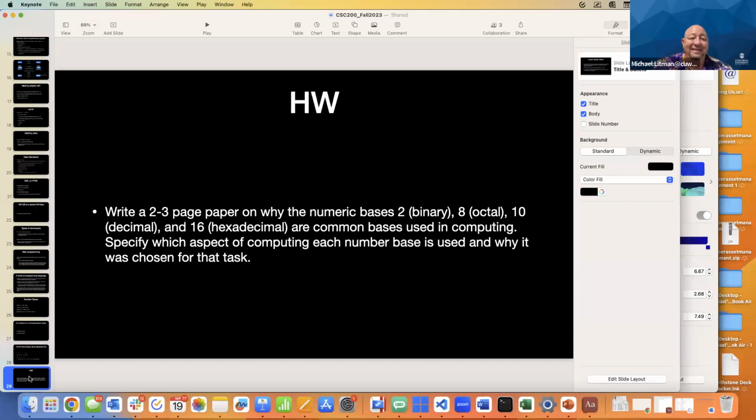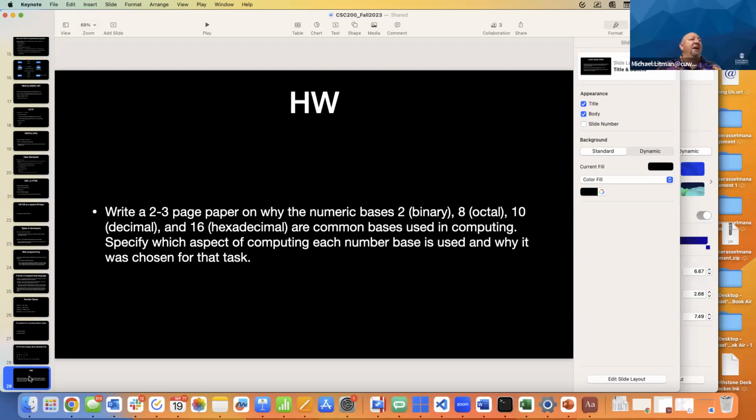Okay, so having said that, your assignment today was to research the binary, octal, decimal, hexadecimal things we talked about last class, and come up with why each of those has found their place in computing. Why are they popular in computing? What did we find out?